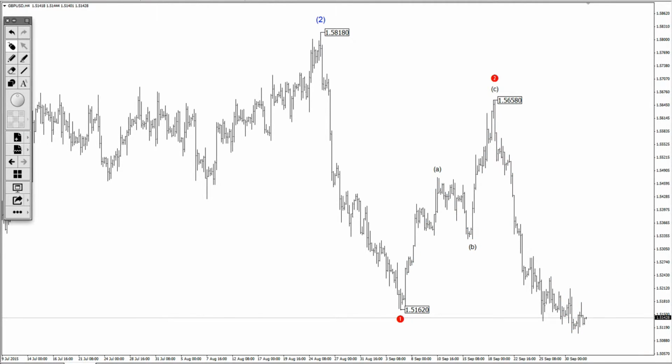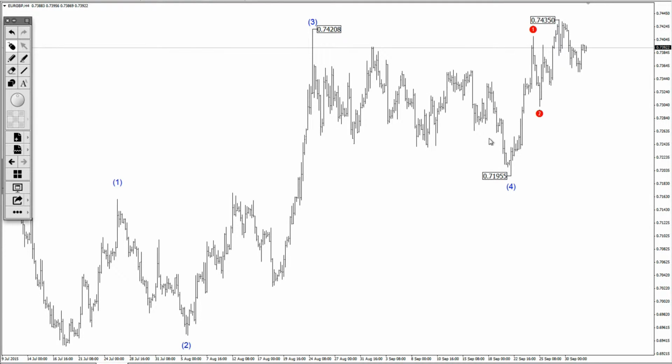Alright, let's move to euro pound, which has also moved higher, and in my opinion this upwards structure is not completed yet. I'm expecting more upside and move beyond 0.7435. This structure is very overlapping, not a nice 5-wave structure at all. The recent high is possibly a wave 3 peak, and this recent decline can be a small degree wave 4.